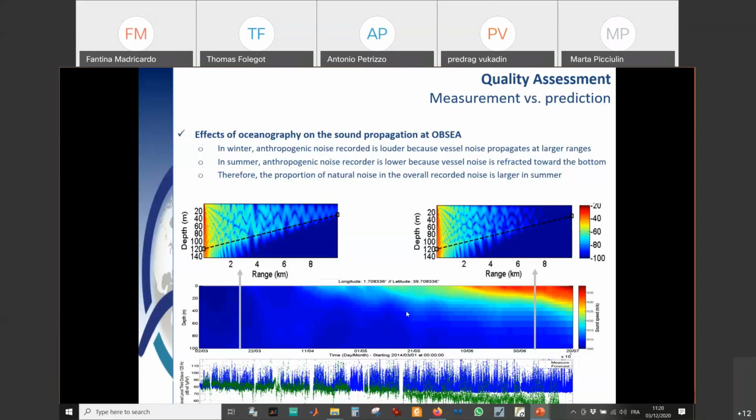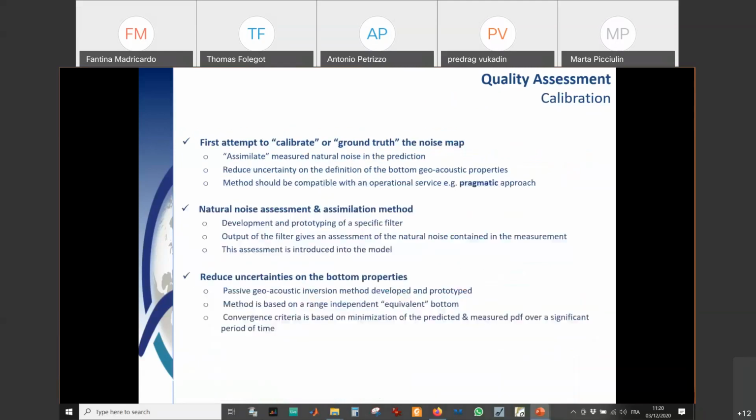So then we said, okay, let's see if we can find a better bottom. And that's our first attempt to calibrate or ground truth the noise map. I know I have uncertainties, and the main uncertainty, at least in the calibration process, is going to be the bottom type, the bottom geoacoustic properties. So I will use the measured data now to reduce the uncertainty on my bottom properties.